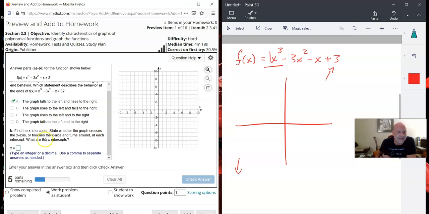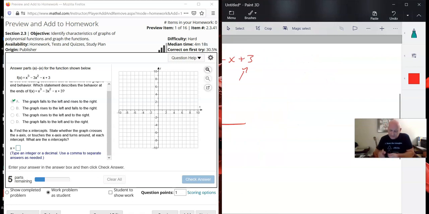Now we have to find the x-intercepts. To find the x-intercepts, we have to factor this thing. So I'm going to scoot this over to factor it, and then I'll swing back after we do it. So again, we've got x cubed minus 3x squared minus x plus 3. Four terms suggests grouping, so I'm going to at least try it.